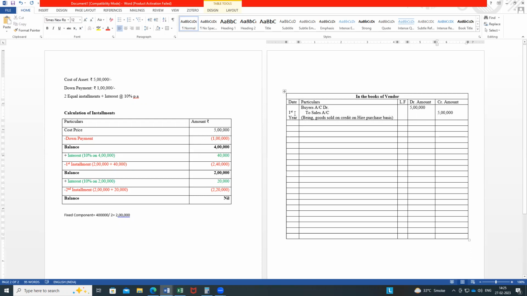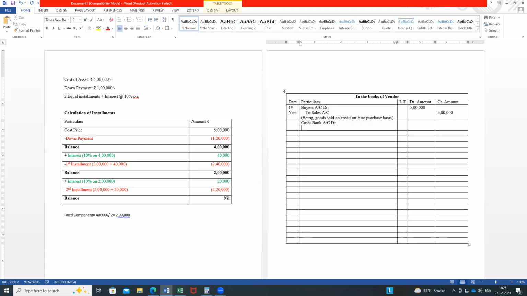Now ये फर्स्ट ईयर में हमने ये लिख दिया, first entry in the first year, that is the sales of goods on higher purchase basis. The next entry would be the down payment. Down payment में vendor कहेगा कि उसके पास cash आया है. So cash or bank account debit to, debit the receiver, credit the giver. Who has given me this amount? Buyer's account. Okay. Cash or bank account debit to buyer's account.